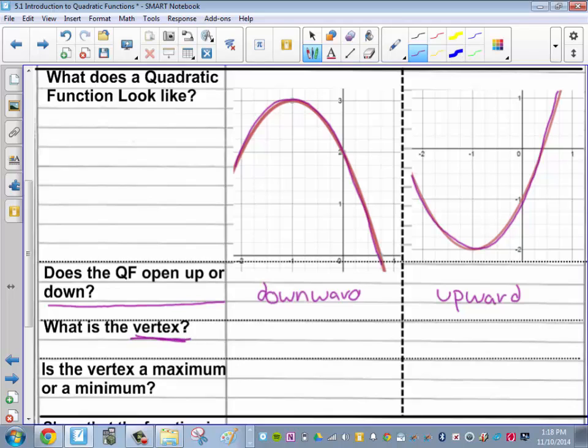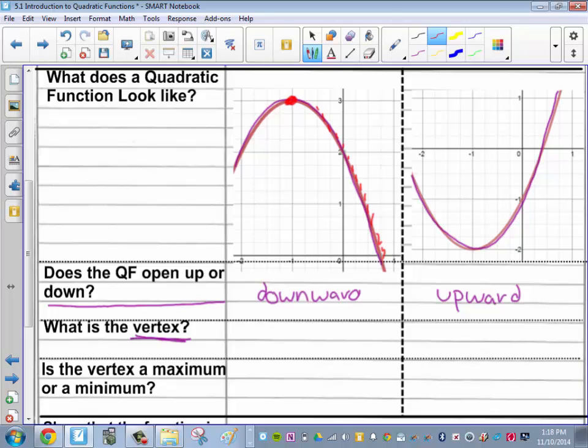The next question is, what is the vertex of a quadratic function? Well, the vertex is either at the top of the mountain or the bottom of the valley, okay? So if we look at this, where is it? Well, this looks like a mountain, so we need to find the top of this mountain. If you're climbing up the mountain, when are you at the top of the mountain? Well, right here. So here's your vertex for that one.